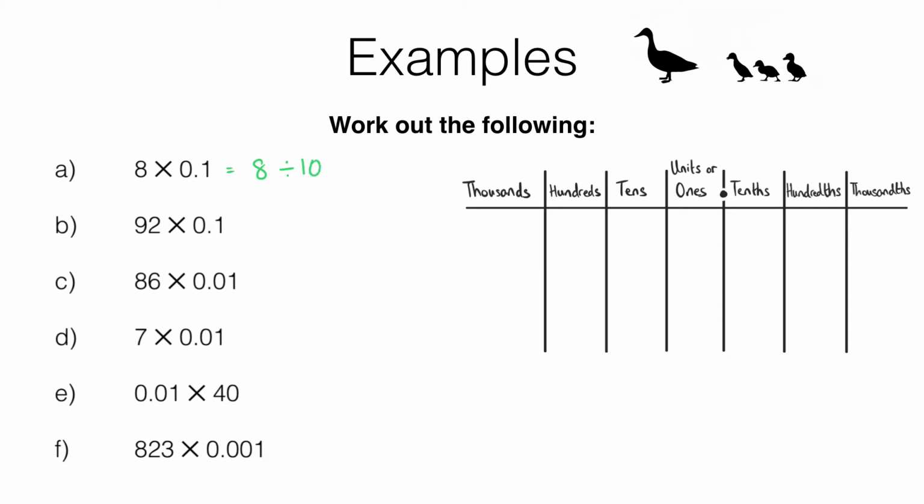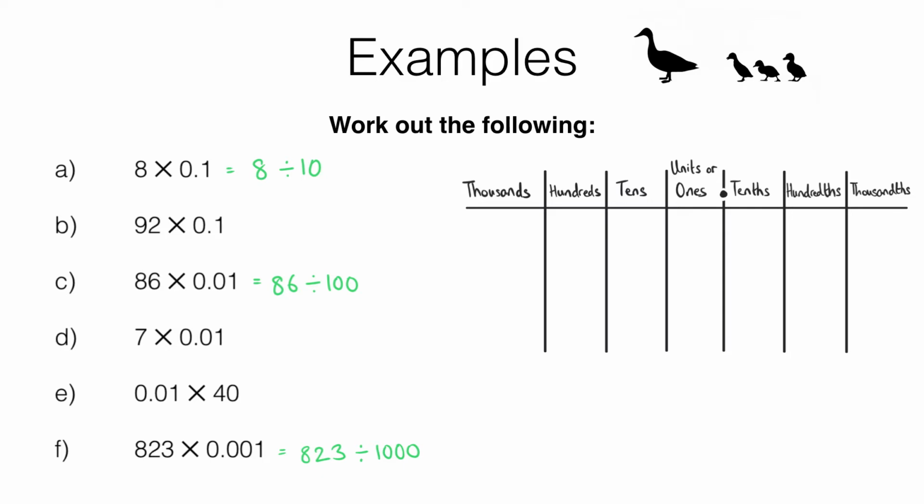If we just skip to C for a moment, you'll see that we've got 86 multiplied by 0.01, and that is 1 in the hundredths column. So we want 86 lots of a hundredth, or a hundredth of 86. Now to find 1/100th of 86, we want to divide that 86 into 100 equal parts. So that's the same as 86 divided by 100. And you can use the same kind of logic to see how question F is just the same as 823 divided by 1000.